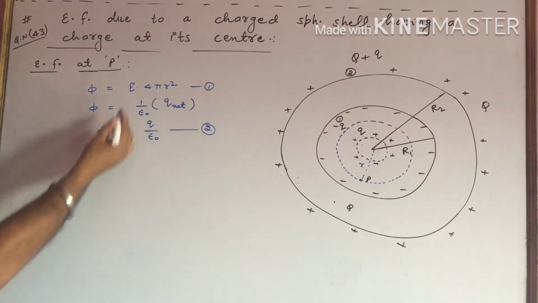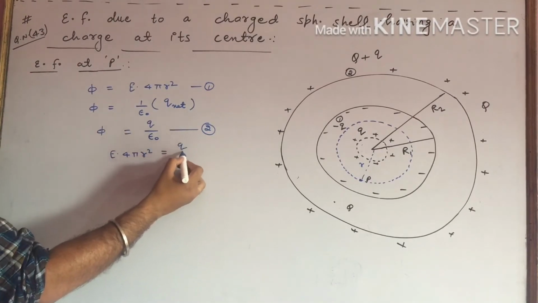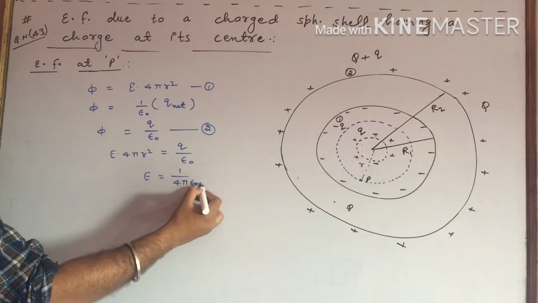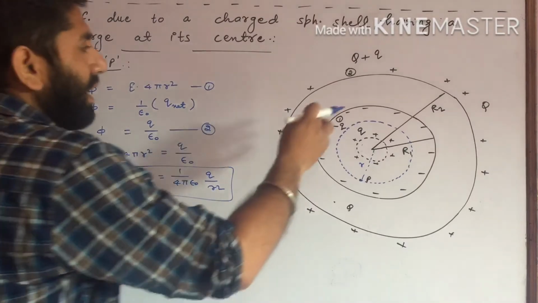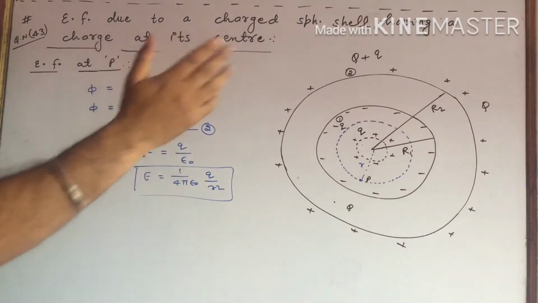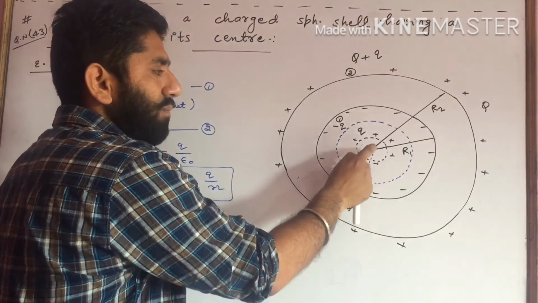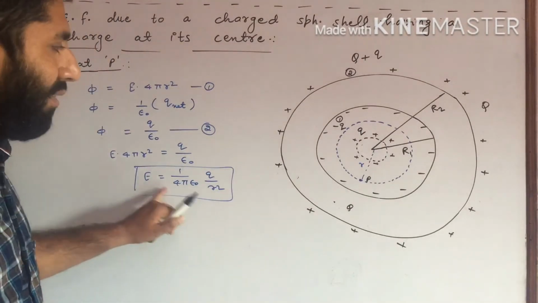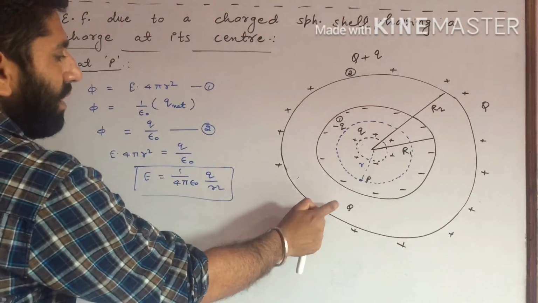And as you know, the next step is to compare these two. So on comparing, I will get E into 4 pi r square equals q upon epsilon naught. So E becomes 1 upon 4 pi epsilon naught times q upon r square. You can see that the additional charge capital Q does not have any effect because that charge is on the surface only. So the electric field at this point is only produced by the additional charge which we have placed at the center. Okay. So this is how we find the electric field at point P. Now let us understand how much electric field will be at point Q.